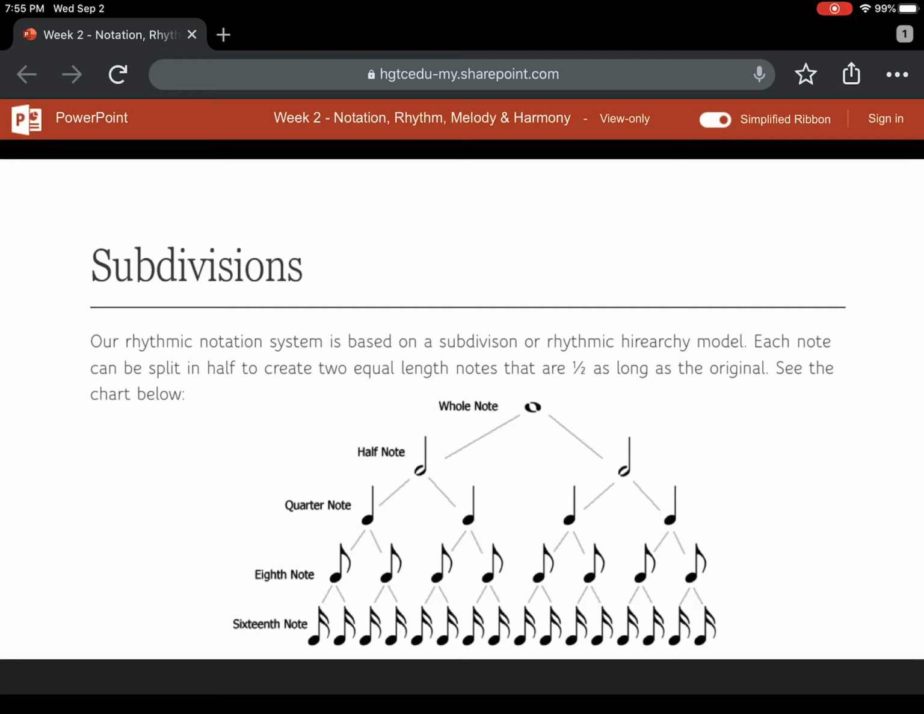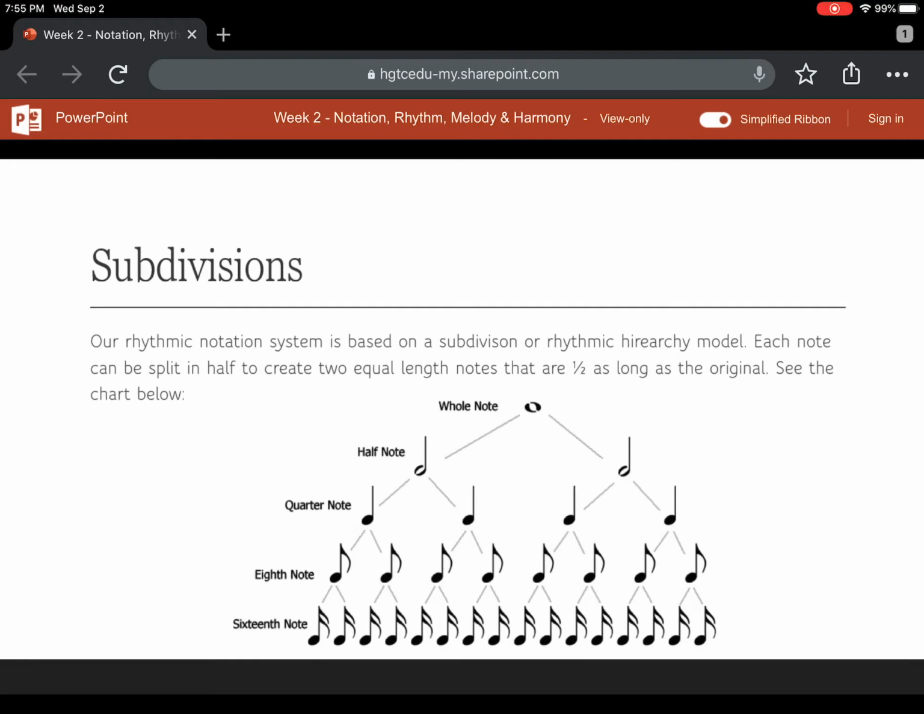Or I can break that down into 4 quarter notes. 1, 2, 3, 4. Or eighth notes. 1 and 2 and 3 and 4 and. Or 16th notes. This would be fast, but I'll try. 1E and a 2E and a 3E and a 4E and a. I'm a little offbeat there, but you get the idea. Each one is divided into equal parts.